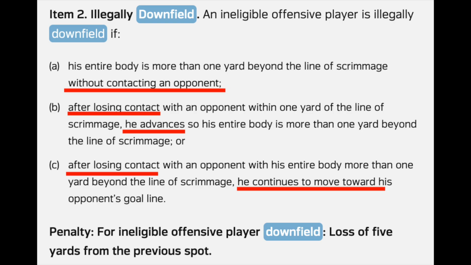So after losing contact with an opponent within 1 yard of the line of scrimmage, he advances so his entire body is more than 1 yard beyond the line of scrimmage. That means you would be illegally downfield if you advance after losing contact. Or if you lose contact and you're more than 1 yard downfield, you continue to move downfield, which is kind of the same thing as B. That's a little bit different. One's saying you move beyond the 1 yard, and one is saying you're already beyond the 1 yard.